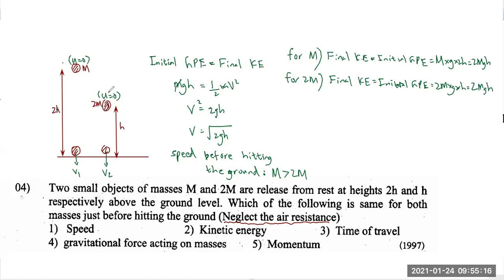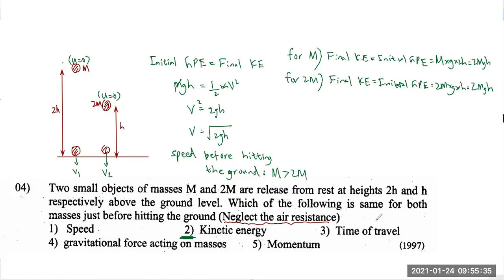Therefore, since both the objects have the same initial potential energy, they will have the same kinetic energy when they hit the ground because air resistance is ignored or neglected. Therefore, the second one should be the correct answer.